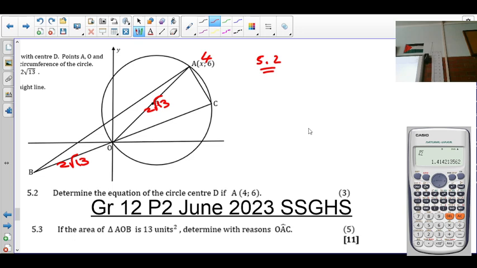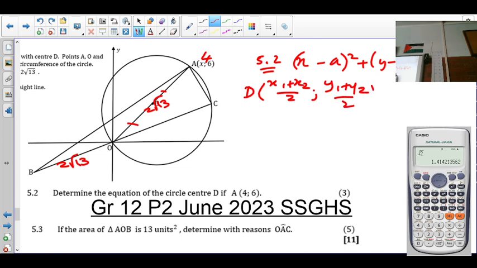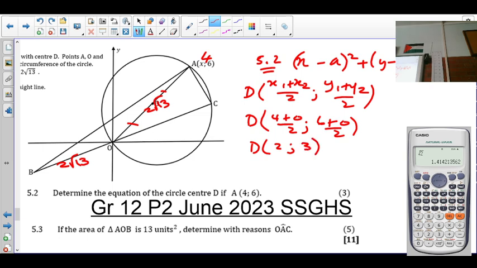So we are told that x is 4 in this case. So determine the equation of the circle. That will be x minus a squared plus y minus b squared is equal to r squared. Now D is the center of the circle, so I'm going to work out the coordinates of D. D will be (x1 plus x2) over 2, as it's the midpoint, and (y1 plus y2) over 2. So D works out to be (4 plus 0) over 2 and (6 plus 0) over 2, which is (2; 3).